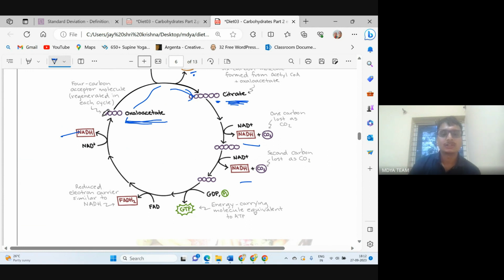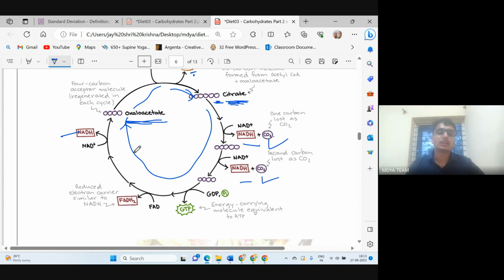So in this whole cycle, citrate undergoes various reactions, and at last it is again converted into oxaloacetate. So this is a 6-carbon compound, and after undergoing various chemical reactions, it becomes a 4-carbon compound. So what is the fate of those 2 carbons? Those 2 carbons are eliminated in the form of carbon dioxide, one in this step and one in another step.